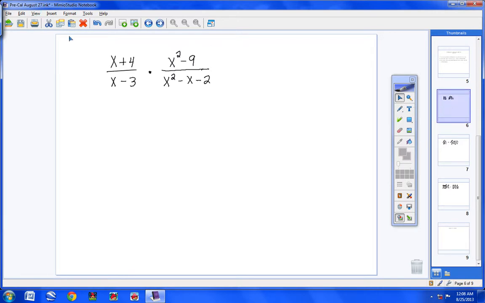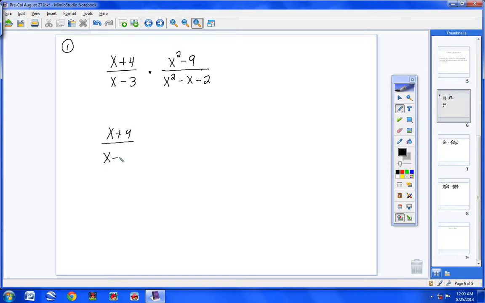Okay, this is problem number 1. Please copy this in your notes. I want us to multiply these 2 rational expressions. Now, if you've copied down your steps like I asked you to, you know that step 1 says to factor as much as you can. Well, I cannot factor x plus 4. It's a binomial. I do not know the square root or the cube root of either one of those two terms. I cannot factor this binomial. However, I'm going to go ahead and bring that down.